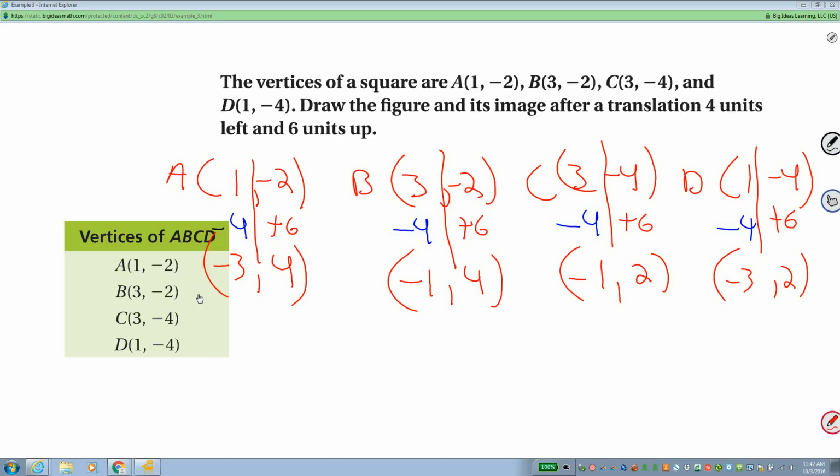Yes, Connor? When you're putting the letters down for the last one, I forgot, how do you do it? Oh, so the new image, all you're going to do is put an apostrophe above it. That's showing that that's the new image. That's it. Okay?